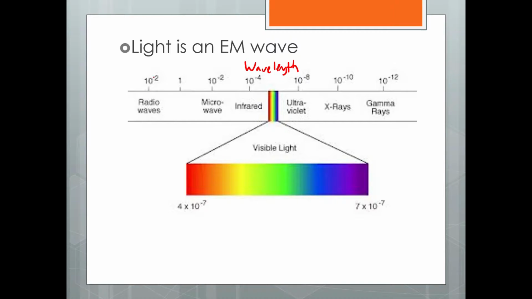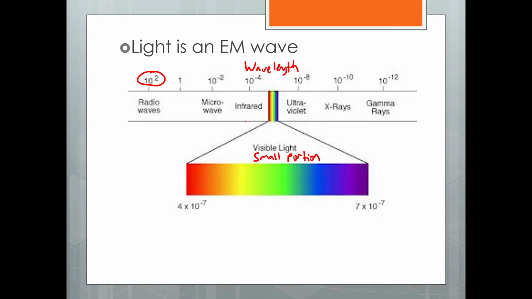wavelengths. So radio waves have wavelengths of about 100 meters or longer, and microwaves are also light waves or electromagnetic waves: infrared light, ultraviolet light, visible light, X-rays, and gamma rays. Now, visible light makes up only a very, very small portion of all electromagnetic waves, but this is the portion that we see.